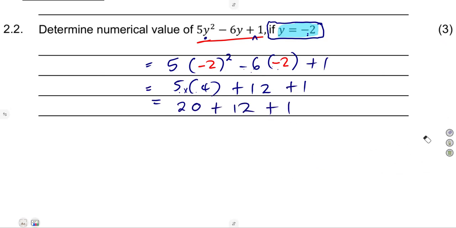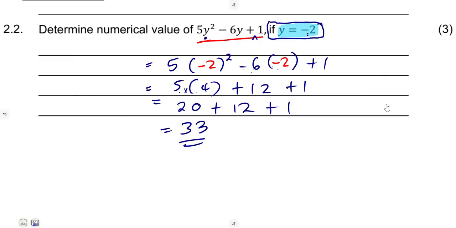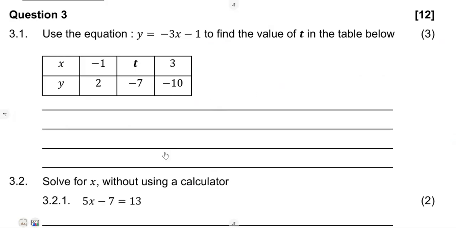So that's it. Let's add all these numbers and see what we're going to have. 20 plus 12, that's 32, plus 1, which is 33. You can also use your calculator just to verify. 20 plus 12 plus 1. So that's 33. So these are the questions that are typical exam questions.